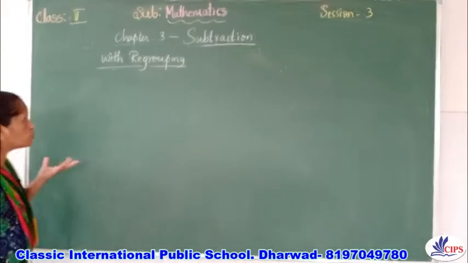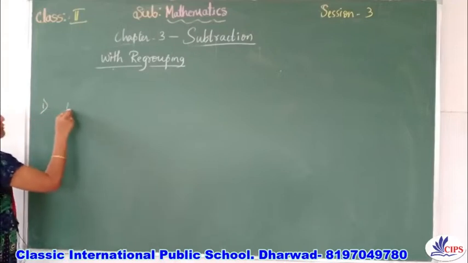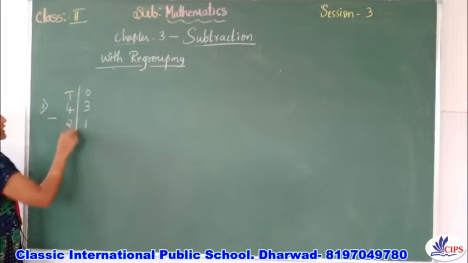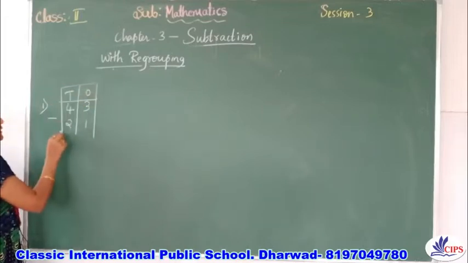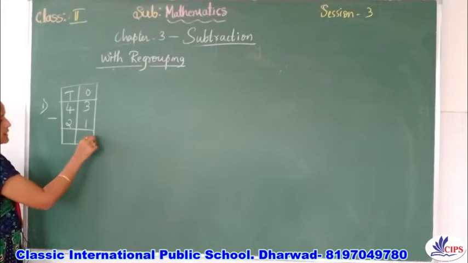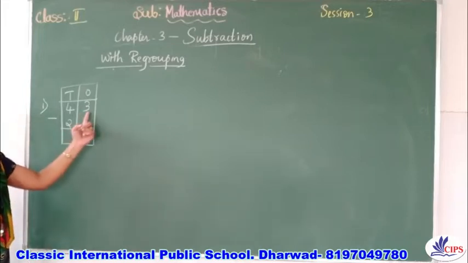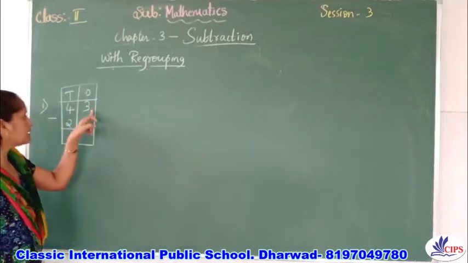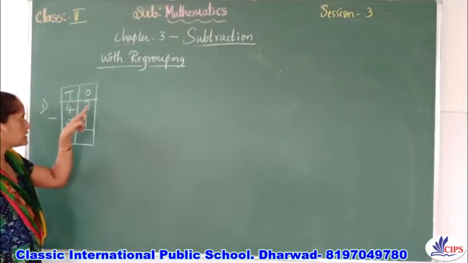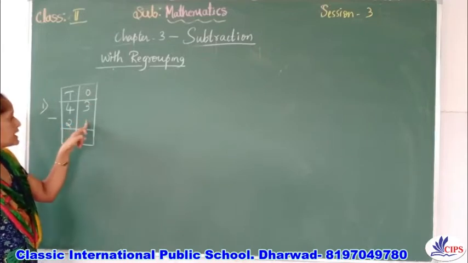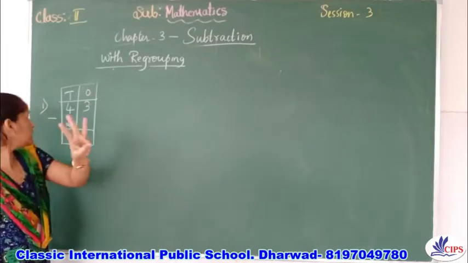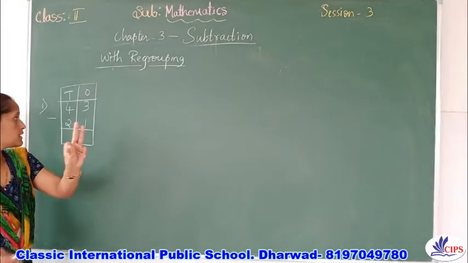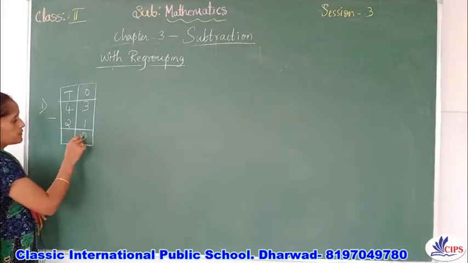Before going to that, we'll do one example. A simple one, 43 minus 21. Always don't forget to write the place names. I have just taken one simple example. Always start subtracting from the ones place. That is 3 minus 1, not the other way around. 3 minus 1, so how much remains? 2.